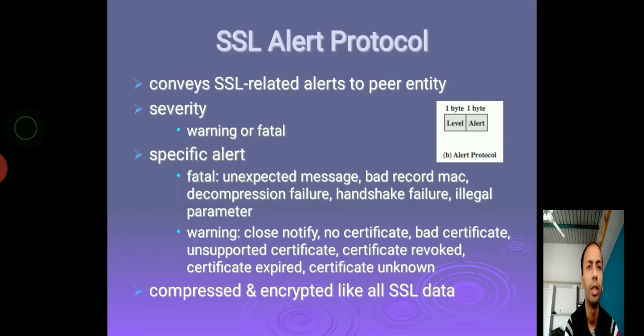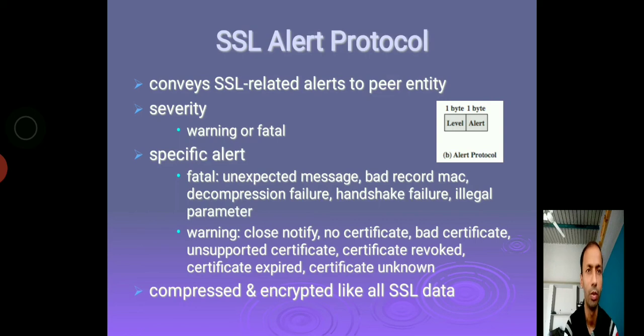So what is fatal? You cannot avoid that. Without removing this, you cannot go further. Examples of fatal alerts are unexpected message, bad record MAC, decompression failure, handshake failure, illegal parameters. These are the different types of fatal alerts. Without overcoming these, we cannot go next.